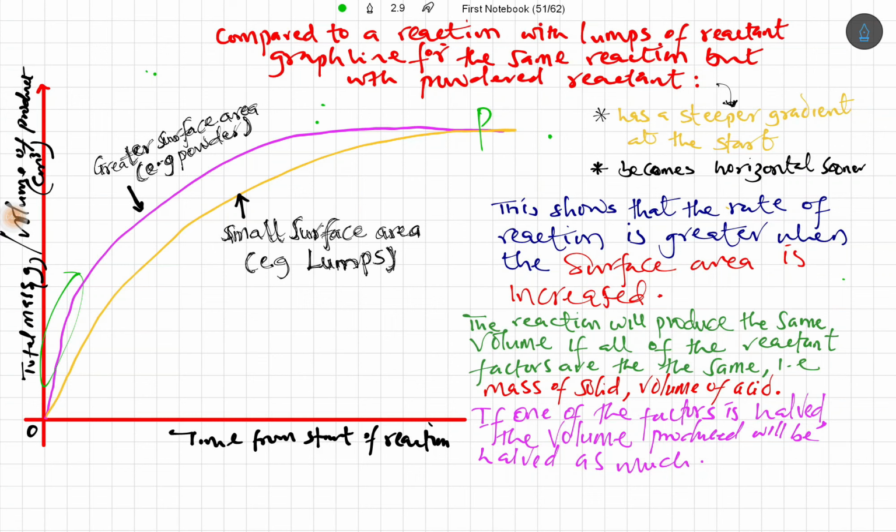If one of the factors is halved, the volume produced will be halved as much. And if one of the factors is doubled, the volume produced will be doubled as much.